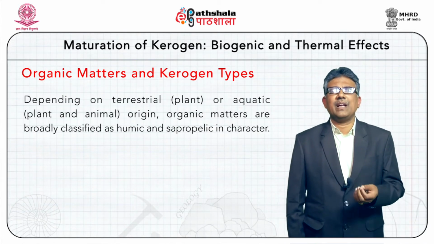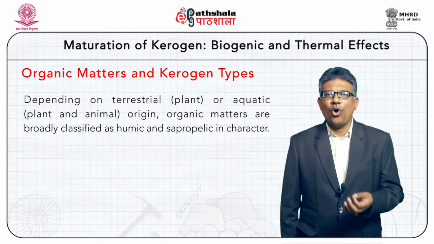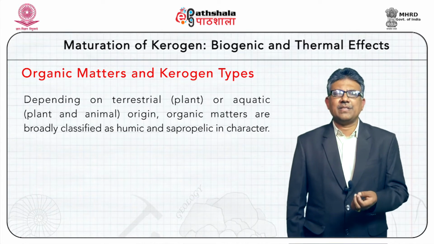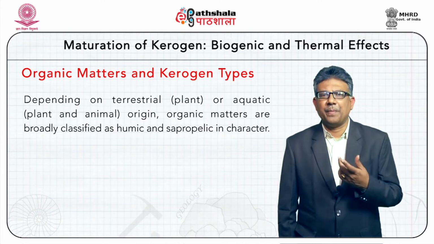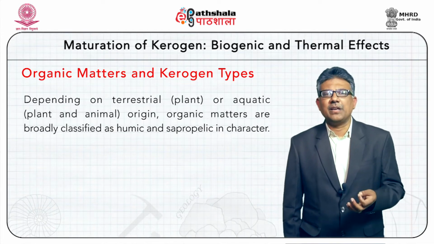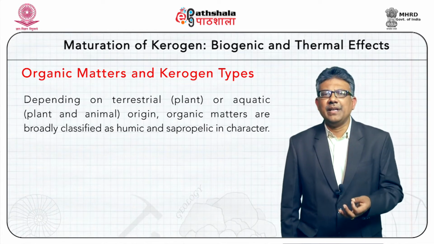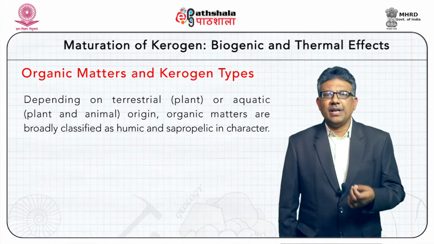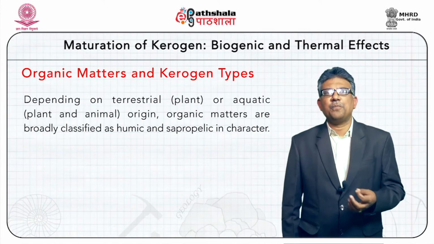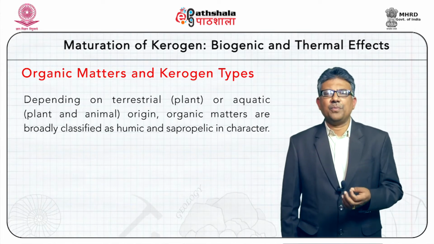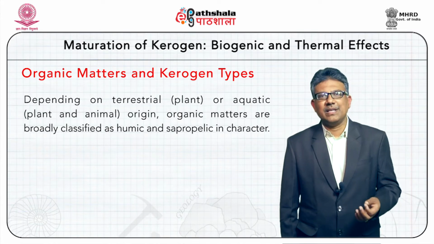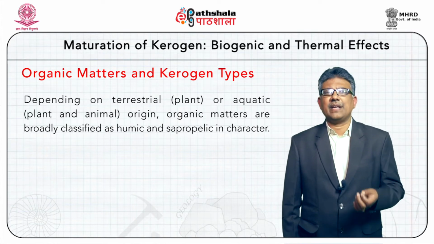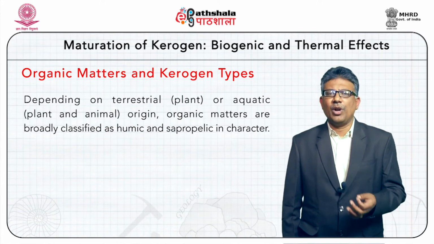Now, depending on whether it is coming from terrestrial plants or from aquatic, that is plant or animal origin, organic matters are broadly classified as humic and sapropelic. In character, humic organic matters are largely carbohydrate and lignin in composition with protein in subordinate amount, relatively rich in carbon and nitrogen and poor in hydrogen. Thermal alteration of humic organic matter results in humic acids rich in oxygen and poor in hydrogen. These organic matters are gas prone and poor in liquid volatile product yield.